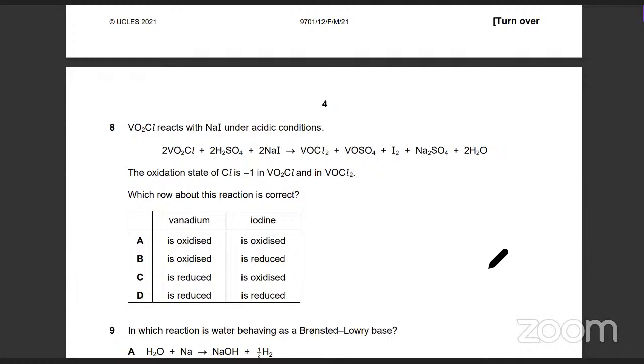Question number 8. The oxidation state of Cl is -1 in this and in this. Which row about this reaction is correct? What is the oxidation state of vanadium over here? Cl is -1, oxygen is -2. So what is V? -2 is twice, Cl is once, so it comes out to be +5.